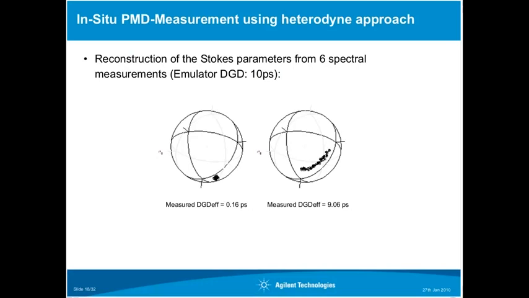We get the polarization states as a function of wavelength with a very high resolution. And so we think this is a promising approach to go to in-situ PMD measurements at lower bit rates. We think this is going to be a very compelling solution for characterizing PMD tolerance of your 10G systems in order to upgrade them to 40G.